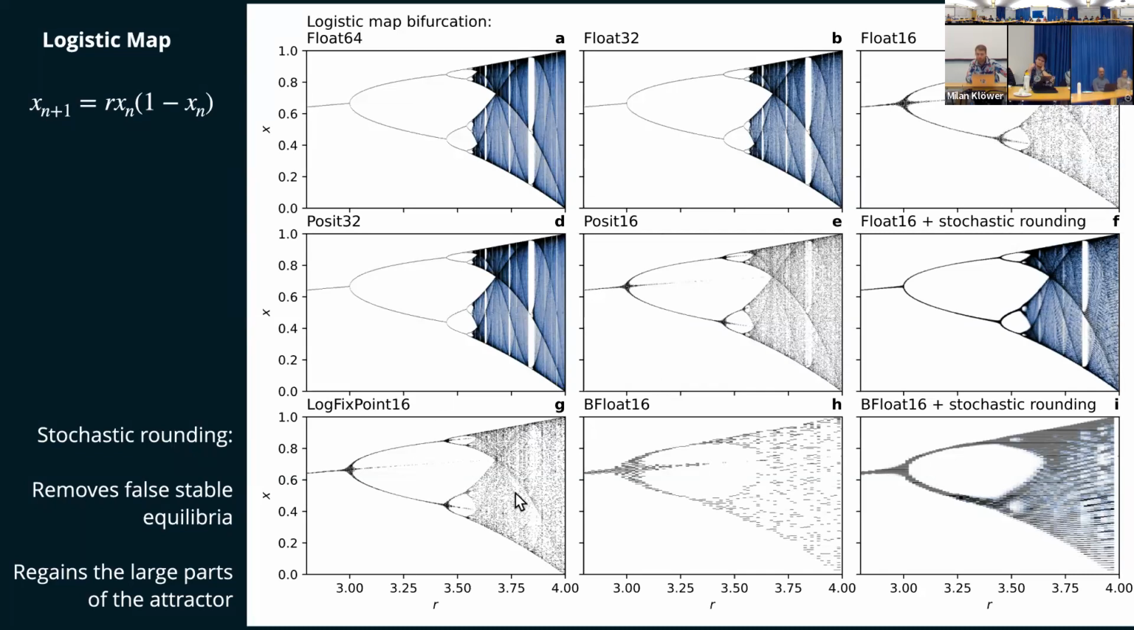There's this log fixed point number that I was initially a bit excited about, because it's a format where you don't have any rounding error on multiplication. But it turns out it doesn't really help. And even if you use something as bad as Float16, which looks horrible without stochastic rounding, if you switch on stochastic rounding, it does something much better.